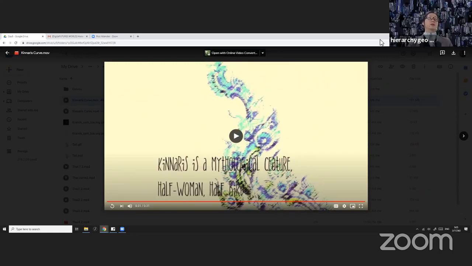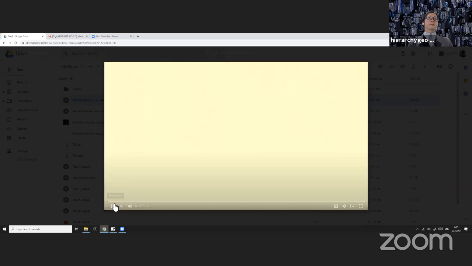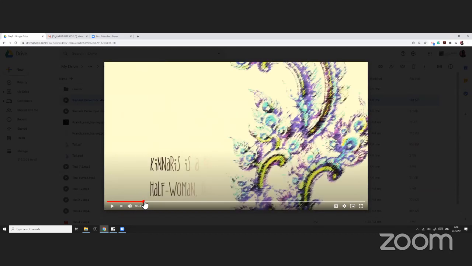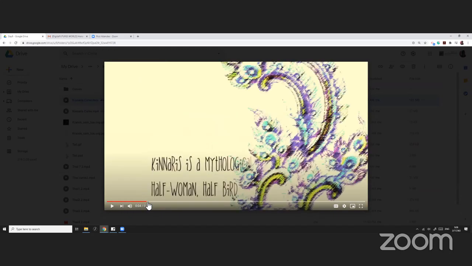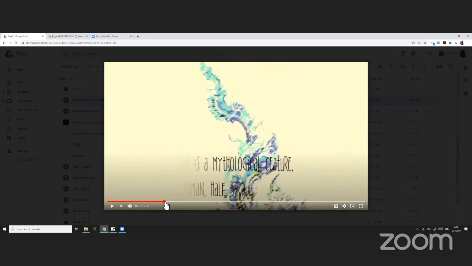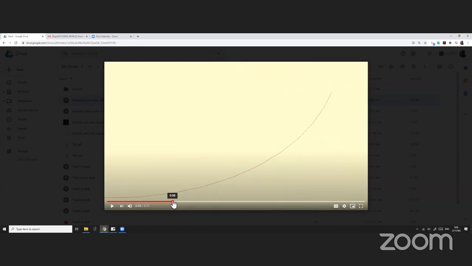Talk about it in the way like showing that to people who have never seen your work. Okay, so my inspiration is this curve from traditional Thai art, but I have this reference from a picture called Ginnery, which is a mythological creature, half woman, half bird. And this pattern comes from the tail of the Ginnery. So I am inspired from this curve to create a simple wavy curve in Processing.